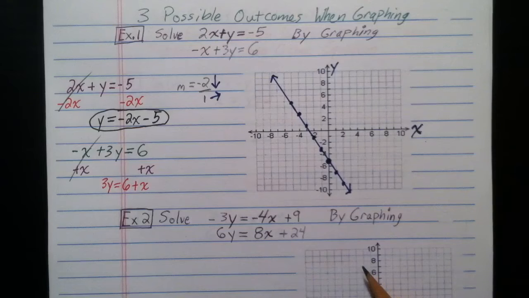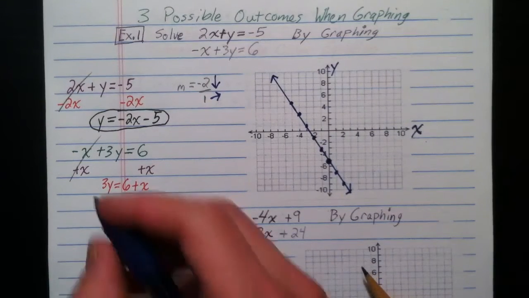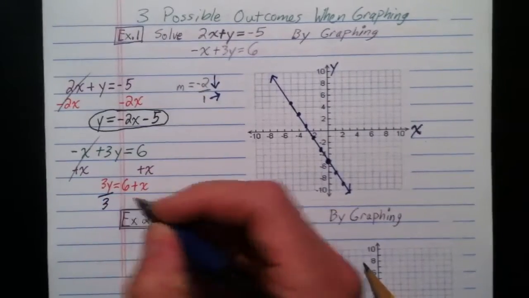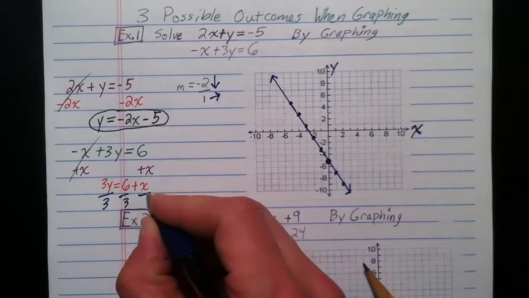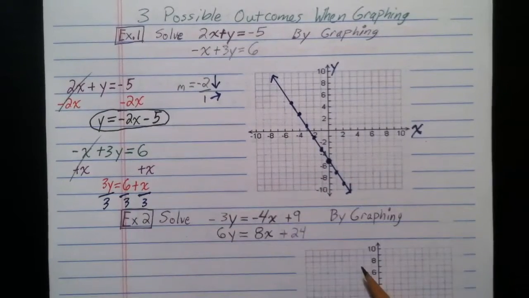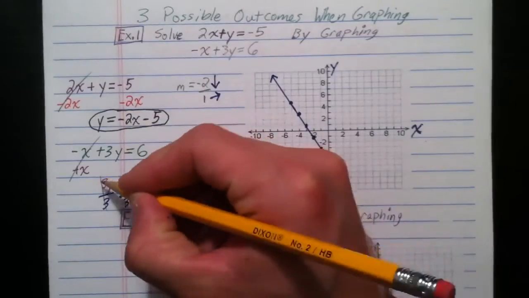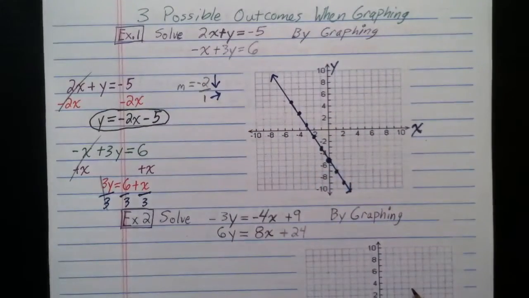And then last step, to get the y completely by itself, we have to divide by the coefficient of y, the 3. But remember, when we do this, we have to divide every single term on both sides by 3. So this cancels out the 3's, so we do get our y by itself.